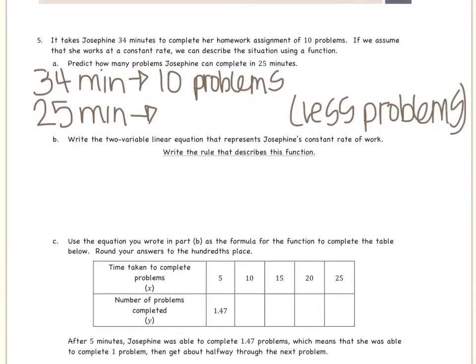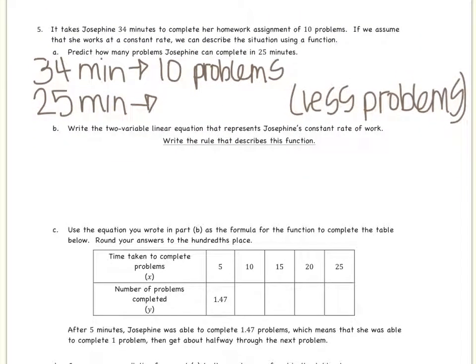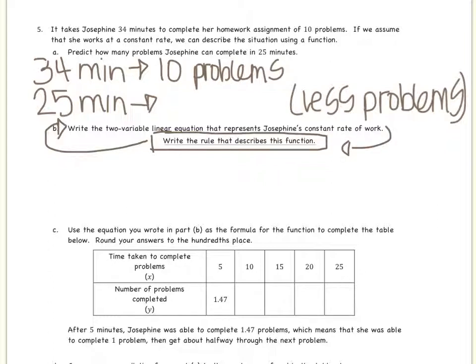I'm going to help write a 2-variable linear equation that represents Josephine's constant work. In your binder, underneath B, I need you to write this. Write the rule that describes the function. These 2 questions are essentially the same thing. It's 2 different ways of asking for the same work.